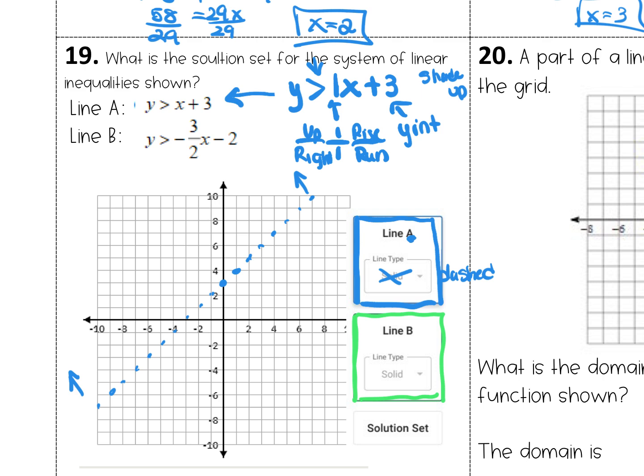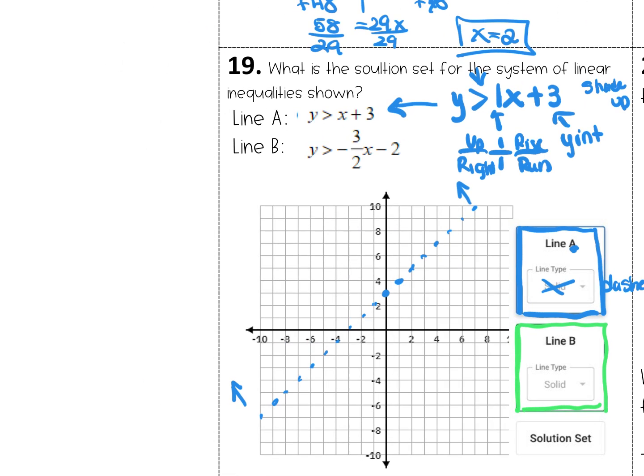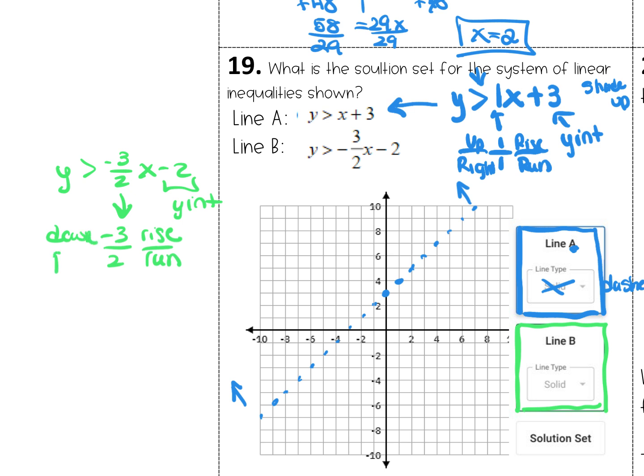So for my green line, I have y is greater than negative 3 over 2x minus 2. This minus 2 is my y-intercept. This negative 3 over 2 is my rise over my run, my rate of change, my slope. Since it's negative, I'm going down 3 and always to the right. So I plot my y-intercept of negative 2. And then I go down 1, 2, 3, and always to the right, 2.